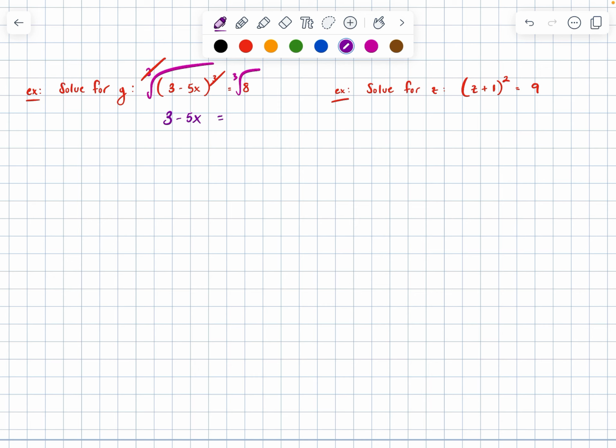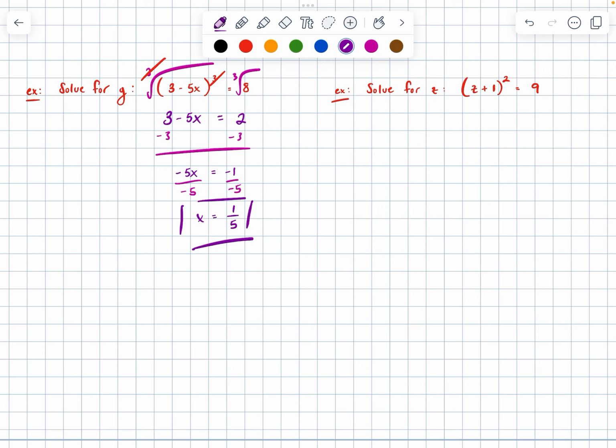What number multiplies by itself 3 times to get 8? Well, that would be 2 times 2 times 2. All I need to do now is solve for x. Well, let me start by subtracting 3 from both sides. Negative 5x is equal to negative 1. We'll divide both sides by negative 5. X here should be equal to positive 1/5.